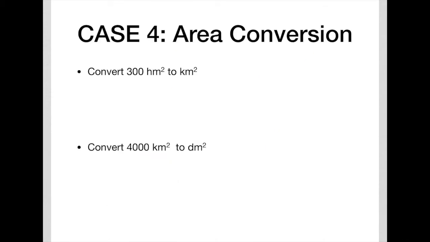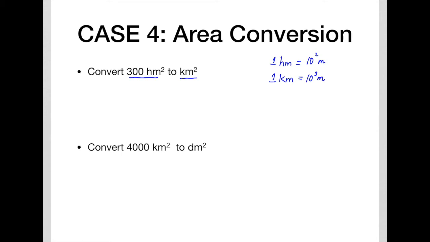Next item would be area conversion. So from here, we have to convert 300 hectometers square to kilometers square. The first thing that we need to do again is to write the conversion factor. 1 hectometer equals 10 raised to 2 meter. Next, 1 kilometer is equal to 10 raised to 3 meter.